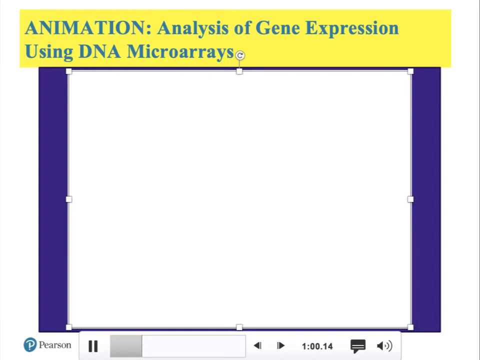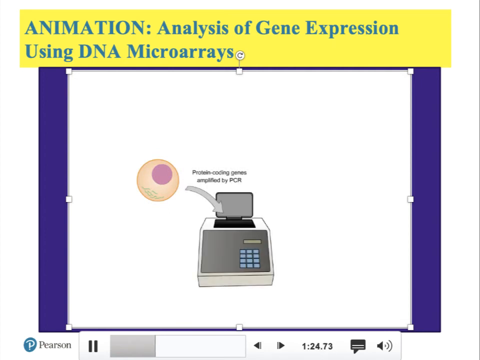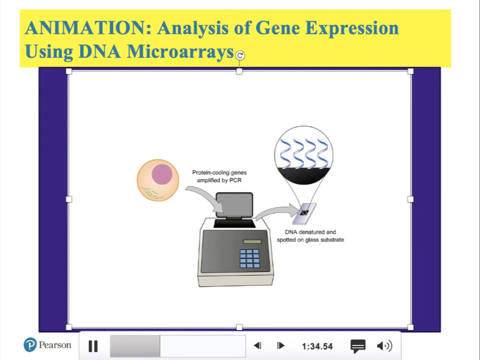For example, Pat Brown and Ira Herskowitz used DNA microarrays to study changes in the transcriptome of yeast during sporulation, the process of producing haploid spores by meiosis. Here, we will present a simplified version of their experiments to demonstrate the utility of DNA microarrays for such studies. First, 6,200 protein-coding genes representing 97% of the genes of the yeast genome are amplified using PCR. This DNA is denatured and spotted onto the glass substrate at known locations.